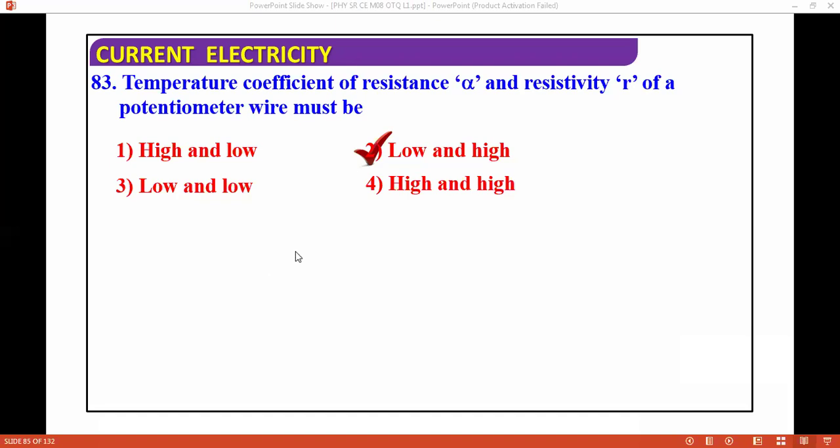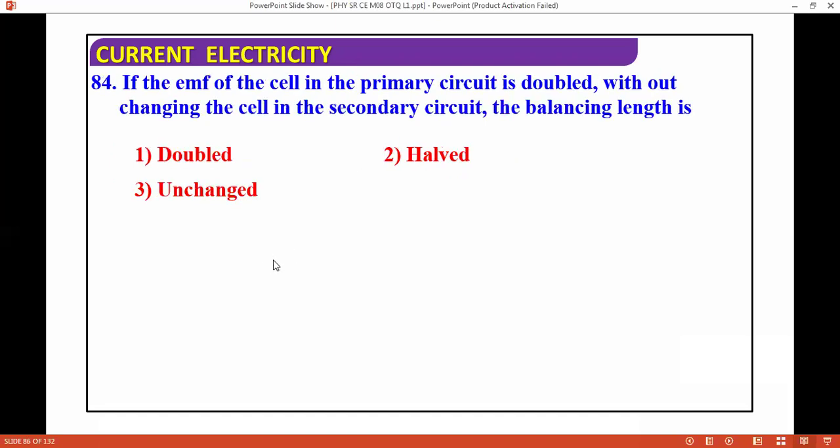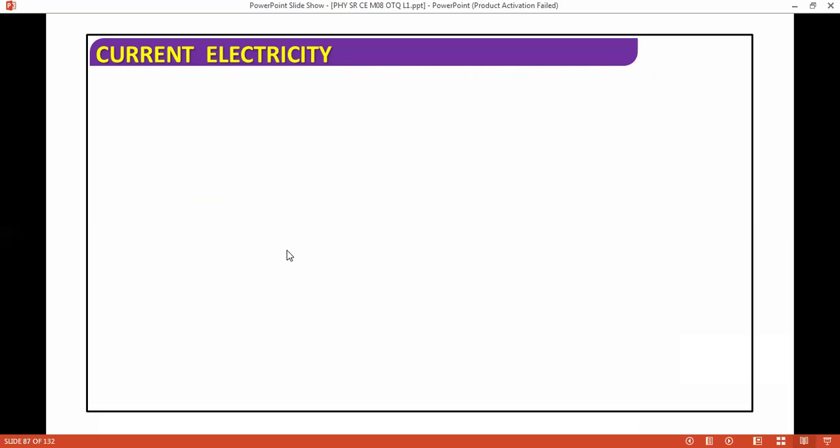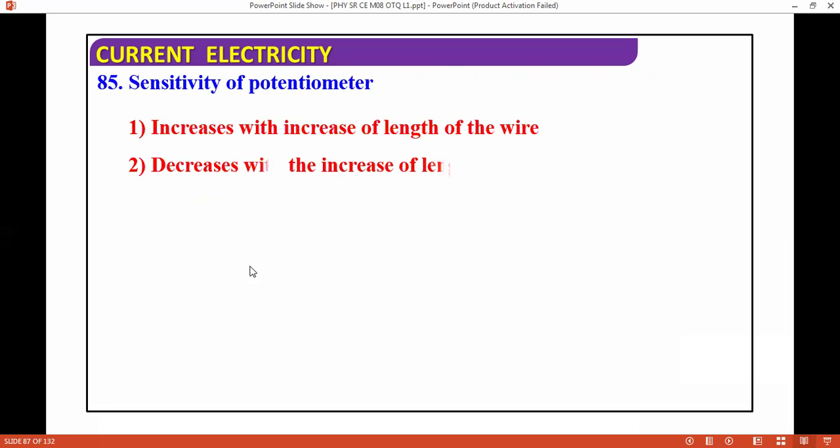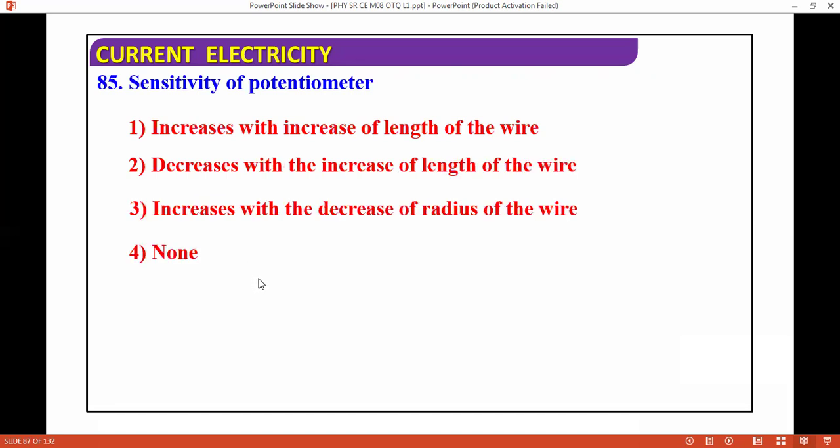Now we are moving to the next question. If the EMF of the cell in the primary circuit is changed, then without changing the cell in the secondary circuit, the balancing length will be, and I say again, this is a good question, the answer will be double. Next question: the sensitivity of a potentiometer increases with increase of the length of the wire. Again, this is an easy question. Anyone can do these questions.